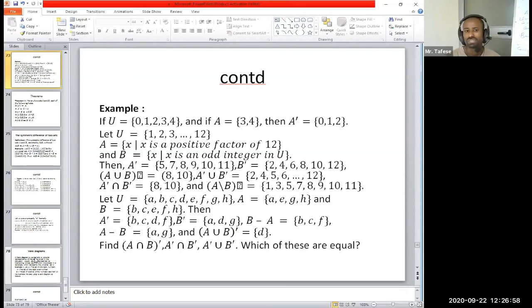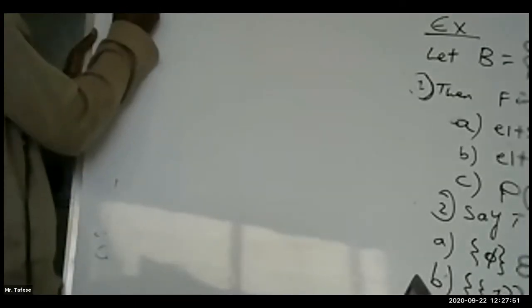Find A union B complement, A complement union B complement, A complement intersection B complement, A without B, and B without A. Here is the universal set. The universal set is given to you.